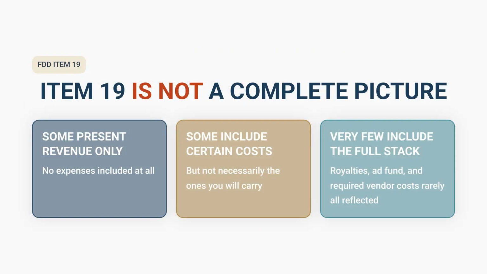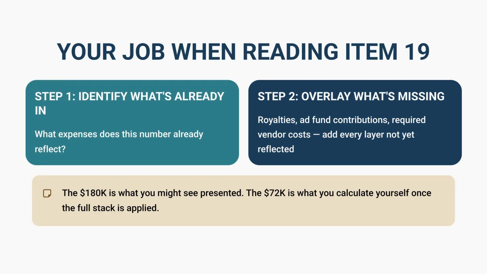What is included in any given Item 19 varies significantly by system. Some present revenue only. Some include certain operating costs. Very few present a number that already reflects the full royalty, advertising fund, and required system costs a new franchisee will carry. So when you review Item 19 data, your job is to identify exactly what expenses are already in that number, and then overlay whatever is missing. Royalties, ad fund contributions, required vendor costs, to find what the business actually leaves for you. The $180,000 in this example is the kind of figure you might see presented. The $72,000 is what you calculate yourself once the full stack is applied.